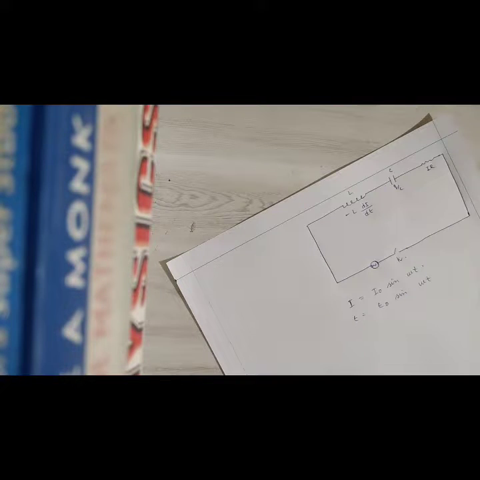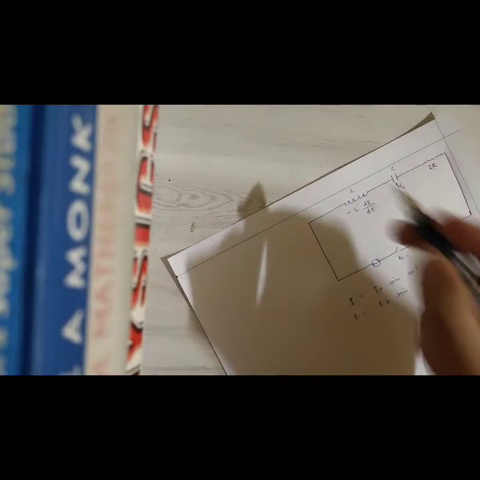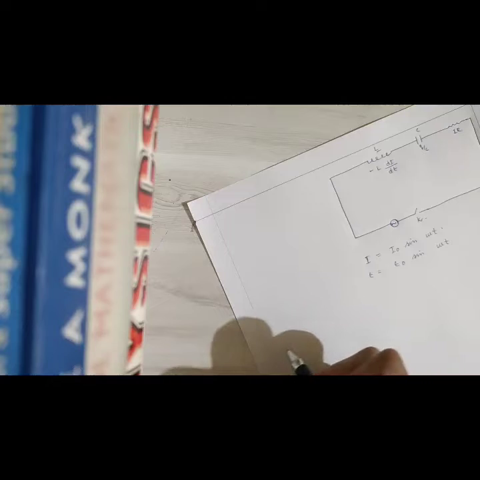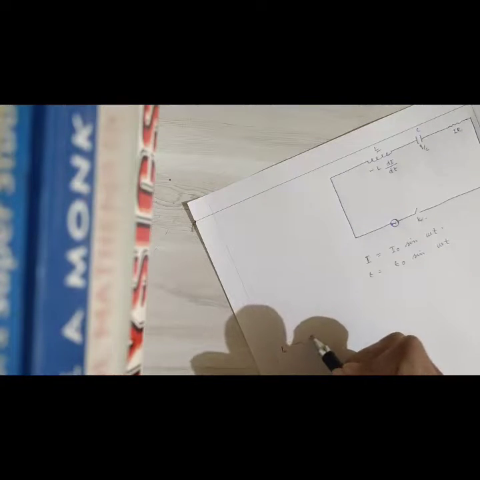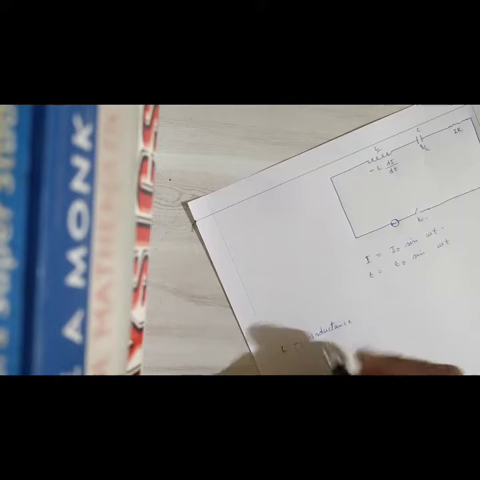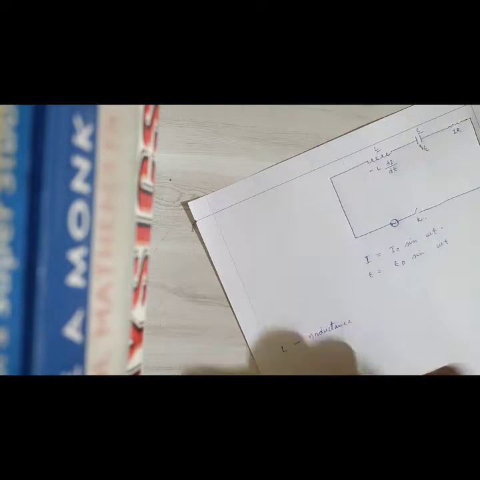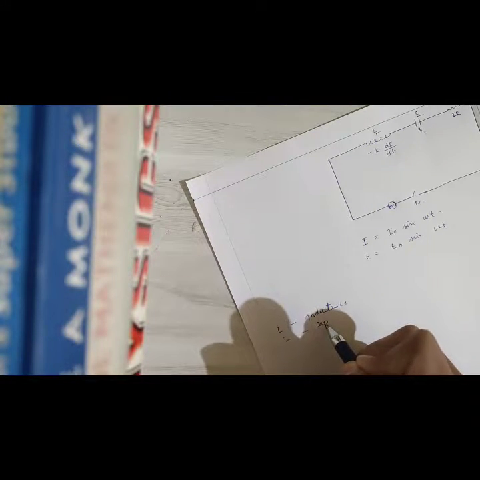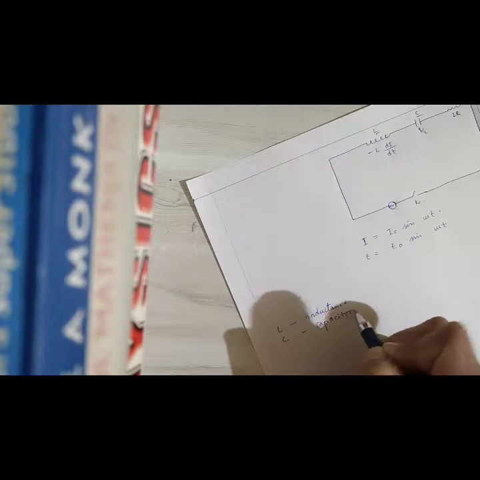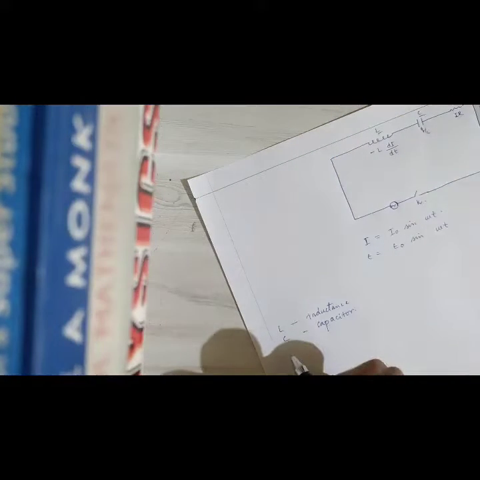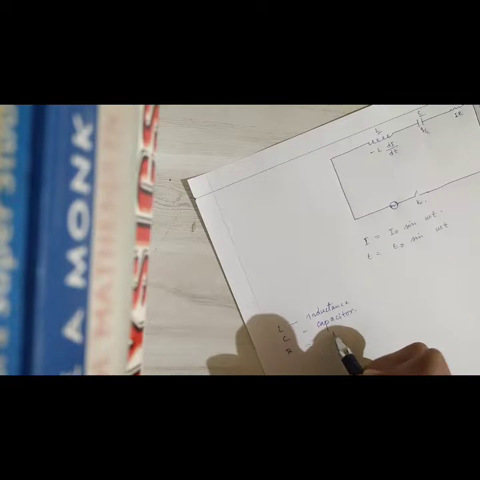Here we can see that this is our LCR circuit diagram, and here this L is our inductance. This C is our capacitor, and this is R, and this R is our resistor.